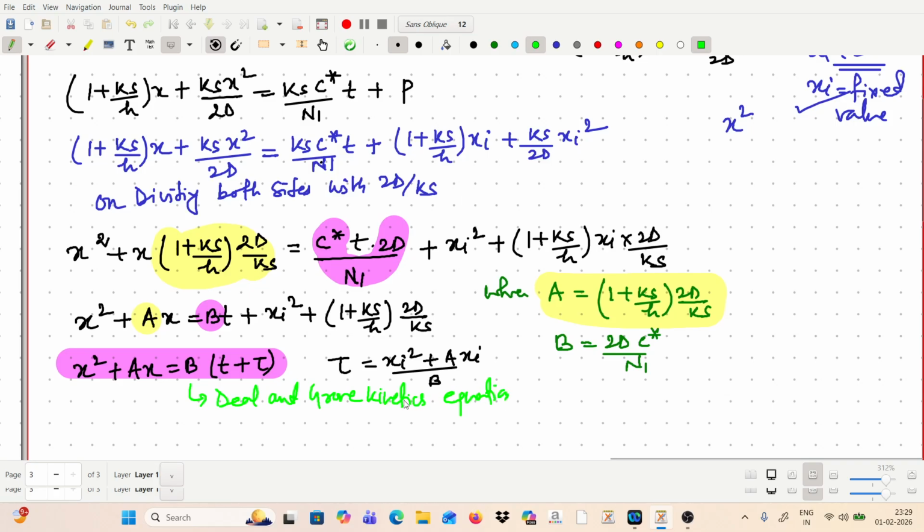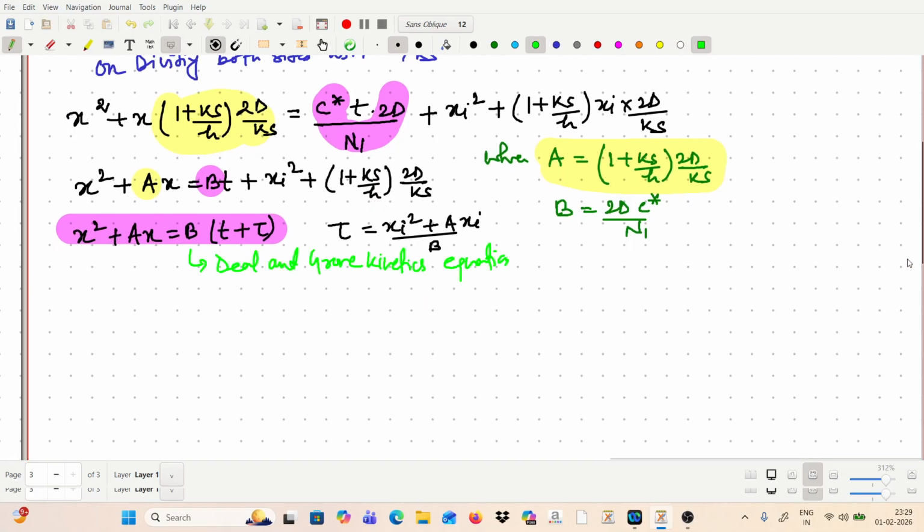Okay, so now if we come to this position of x square ax plus bt plus tau, now this x is the actual oxide thickness. So this x can be written as minus a plus minus b square minus, means minus minus plus, so 4 b t plus tau by 2a. So a is 1, so 1 we can write.